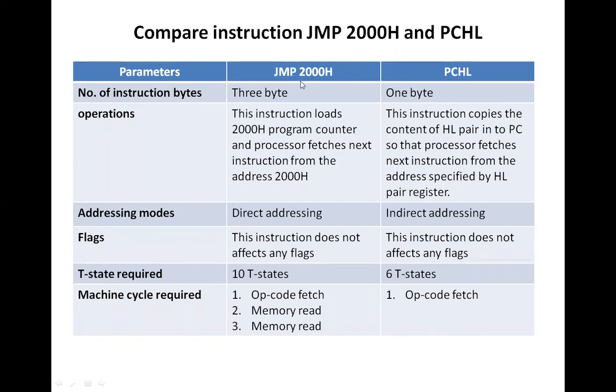The jump 2000 instruction is a 3-byte instruction, 1 byte for the opcode and 2 bytes for the memory address, 00 and 20. And PCHL is a 1 byte instruction. So what is JMP 2000 going to do? This instruction is going to load 2000H in the program counter, and the microprocessor is going to fetch the next instruction from the memory address 2000. Meaning thereby, after execution of the jump 2000 instruction, it will jump to memory location 2000, and from 2000 it will start execution.